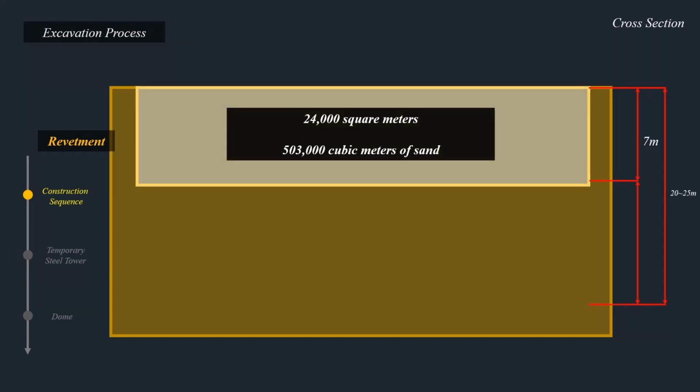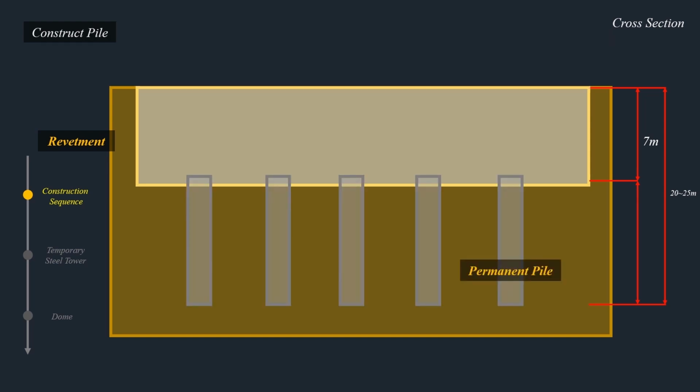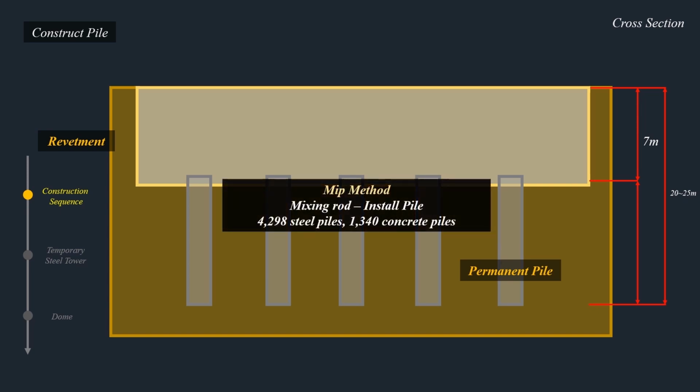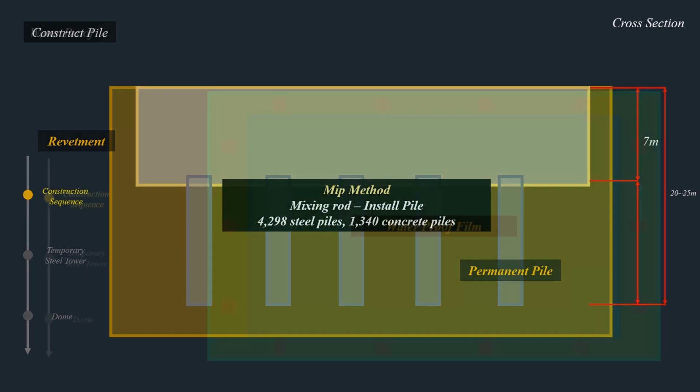After the moisture was removed, 53,000 cubic meters of sand was removed from the site area of approximately 24,000 square meters by the designed underground depth. And they installed 40 to 98 steel piles and 1340 concrete piles by the MIP method.